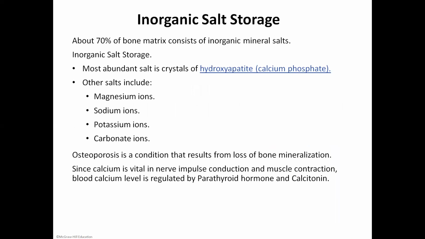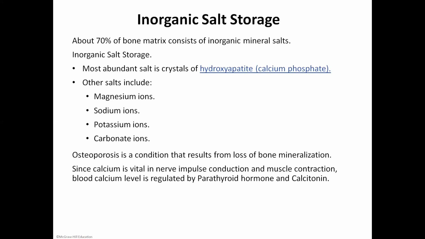Now, when we think about our major ion when it comes to our salt storage, we think about calcium. Calcium is vital, and calcium is found everywhere and needed for everything. We need calcium for our muscle contraction. We need calcium for our nervous system function. We need calcium for blood clotting. Calcium is just essential in so many different areas.